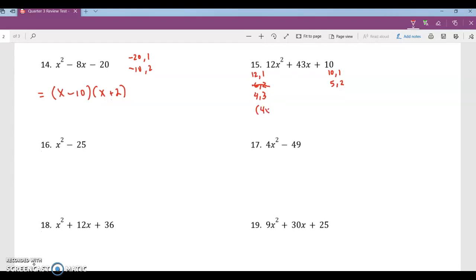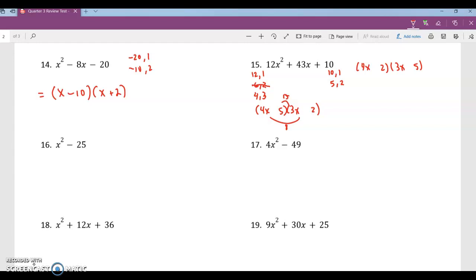So I've got 4x and 3x, and I'll start with 5 and 2. So that gives me a 15 and 8. Now I can't get 43 out of that. Let me reverse it. So maybe I'll try 4x and 2, 3x and 5. But that won't work because I can take a GCF out of 4 and 2. And if I couldn't take a GCF out in the beginning, I won't be able to take a GCF out now. So that's no good.